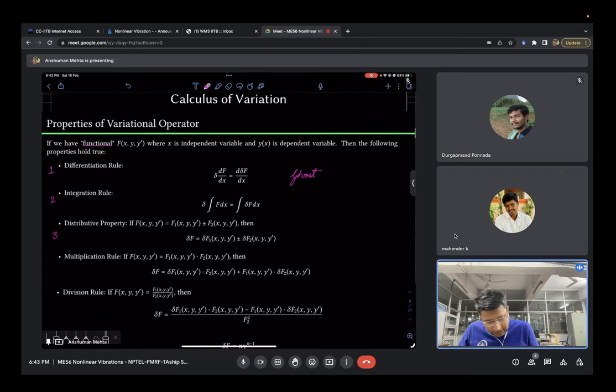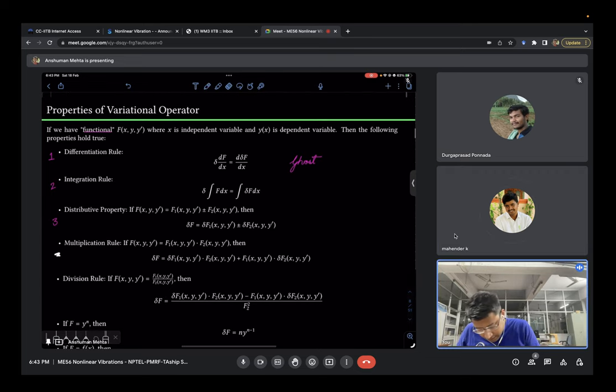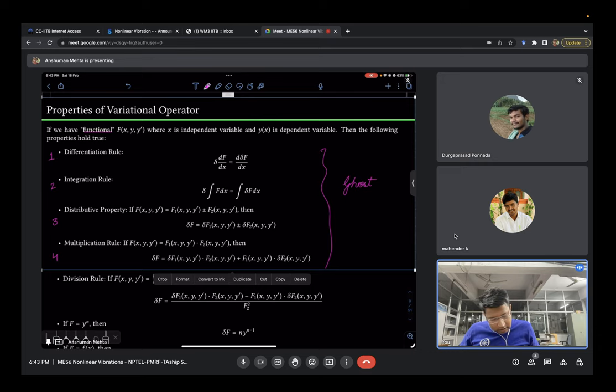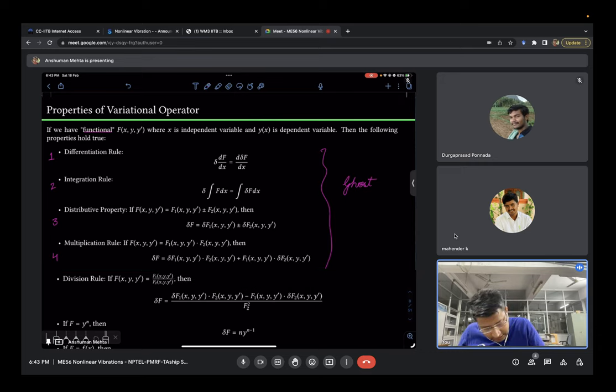Then we know the multiplication rule: if we multiply anything, it can come or go out of it. So these are all ghost properties. Properties of a ghost, they can go anywhere. Now the problem comes when we are doing the multiplication. In multiplication, what happens? So these three properties are ghost.